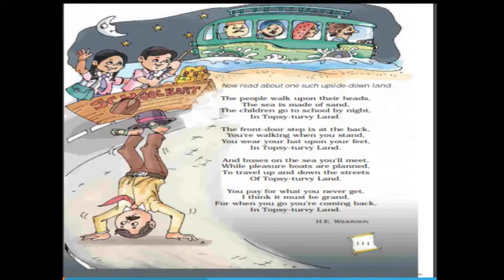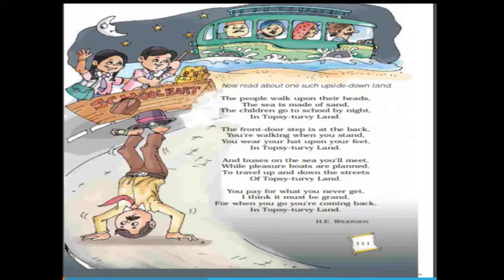So we'll start with the first stanza. Now read about one such upside down land. The people walk upon their heads. The sea is made of sand. The children go to school by night in Topsy Turvy Land.